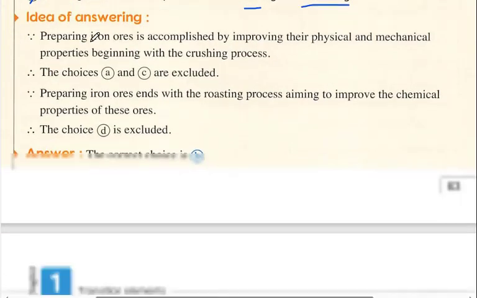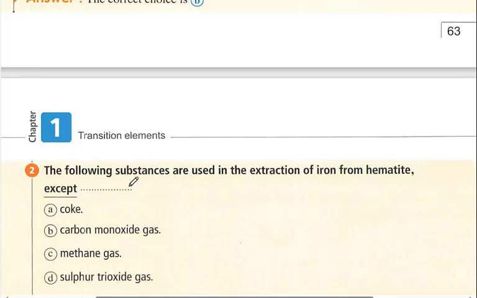Let's have another question. The following substances are used in the extraction of iron from hematite except. Okay, we want the substance which is not used in the extraction of iron. Coke is used, as coke is oxidized to carbon dioxide, and carbon dioxide is reduced to carbon monoxide. Then carbon monoxide is used in the reduction of iron ore in the blast furnace. Carbon monoxide gas is used alone in the blast furnace, or with hydrogen as water gas in the Midrex furnace.